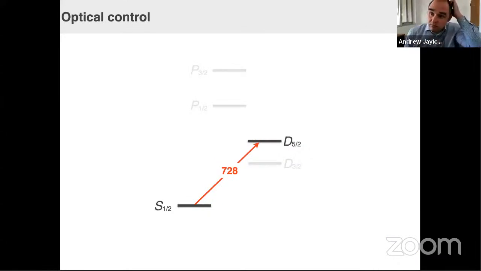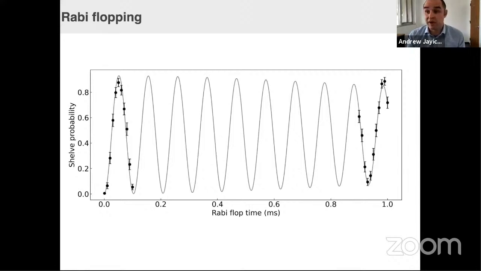Now we want to start using this clock transition to control the ion and pursue our larger science goals. One of the first obvious things you can do with it is just drive Rabi flops. This is driving population from the ground state to this excited D state and cycling it back and forth, Rabi flopping on this transition. This is nice coherent control.